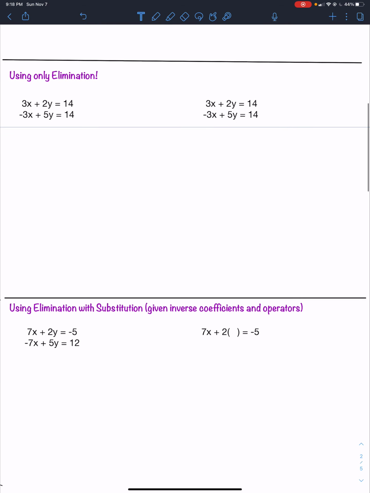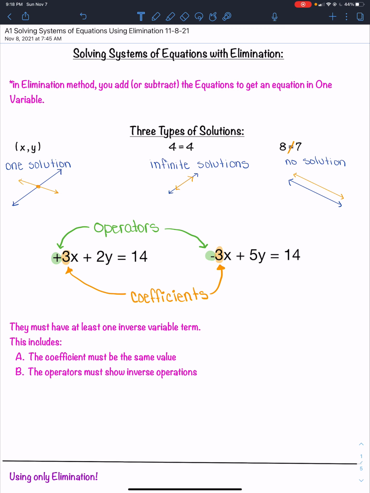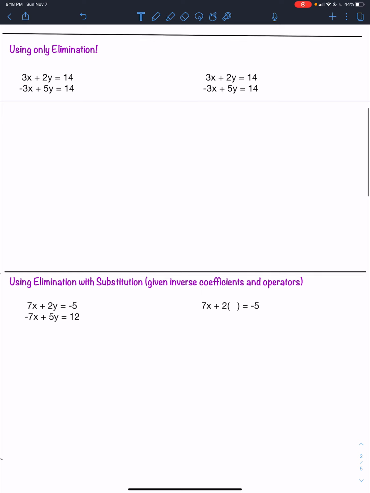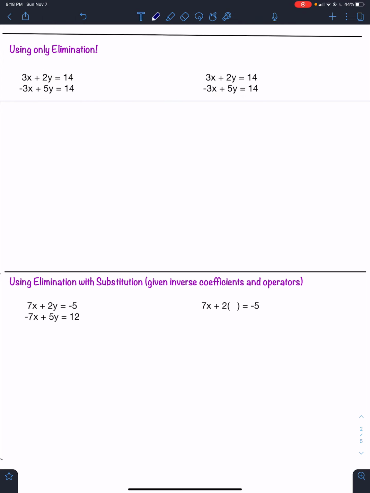Okay, I've got those same two equations, 3x plus 2y equals 14, and -3x plus 5y equals 14. I've written them down here twice, exact same problems. And I've stacked them so I can add them vertically, so one above the other, one beneath the other. So I'm going to first use this first one, and I'm going to solve for y, which means I'm going to eliminate x.